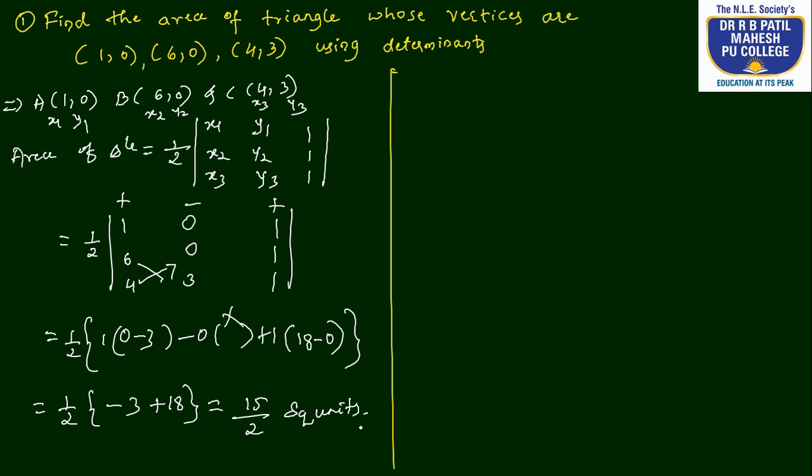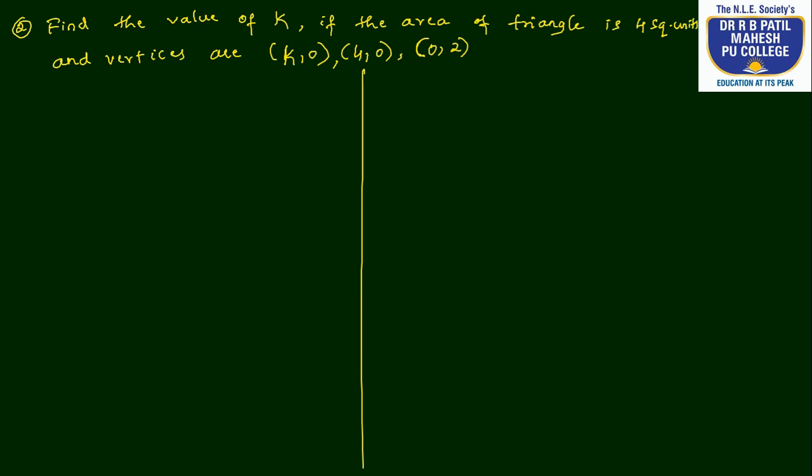So such questions you have to try on your own using this method, finding the area of triangle. Second question on this concept. Find the value of k if the area of triangle is 4 square units and vertices are k 0, 4 0, 0 2. Okay. Now here we'll have the points first.